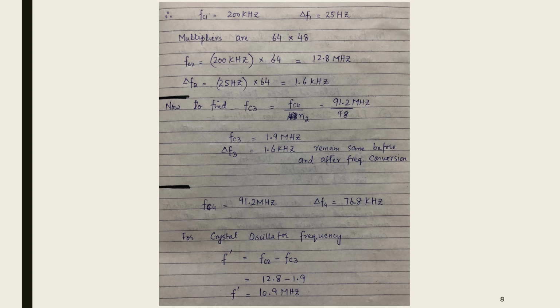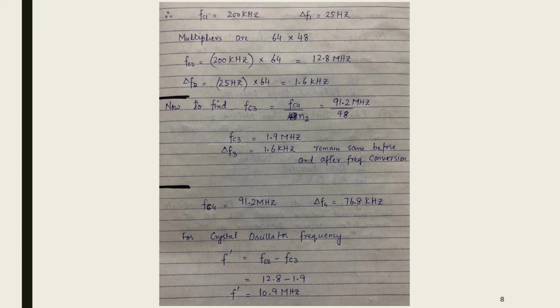So now this slide is summarizing the whole procedure. Here we are starting with FC1, which is 200 kilohertz, and delta F1, which is 25 hertz. We have decided that our multipliers will be 64 and 48. After passing through the first multiplier, we get FC2, which is equal to 12.8 megahertz, and delta F2 will be equal to 1.6 kilohertz. Now we have to decide the frequency of this crystal oscillator, but we can't calculate it like this. So now we will have to apply operations in reverse order. So before finding this, we have to find FC3 and delta F3.